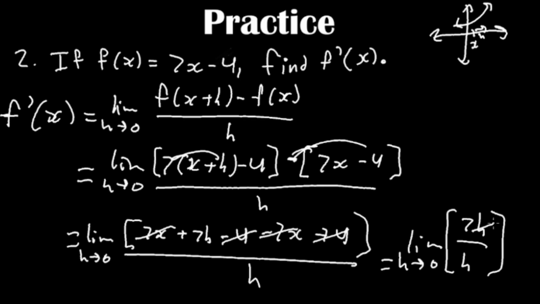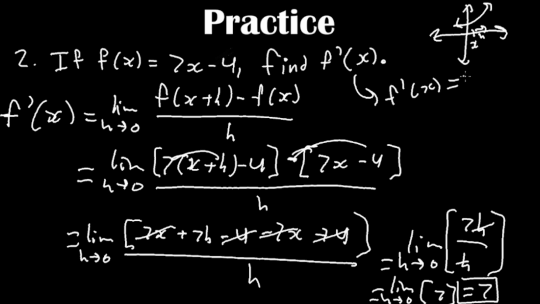Because this is the limit, we can cancel those h's. And this is the limit as h goes to 0 of 7. The limit as h goes to 0 of 7 is just 7, right? We don't have any h's here, so it doesn't really matter. So f prime of x is really just a constant. It's 7. And that kind of makes sense because this is a linear function with slope 7.